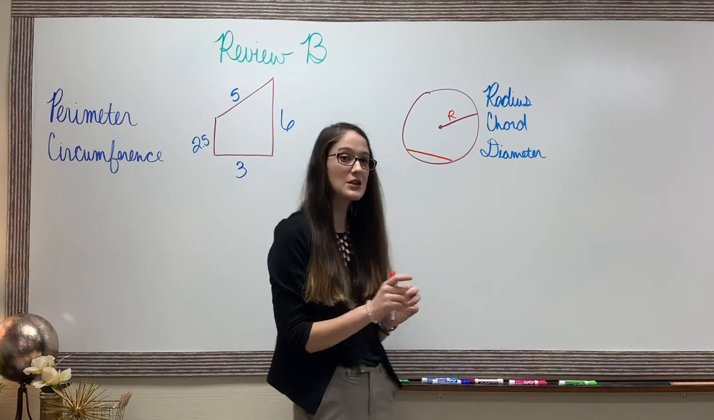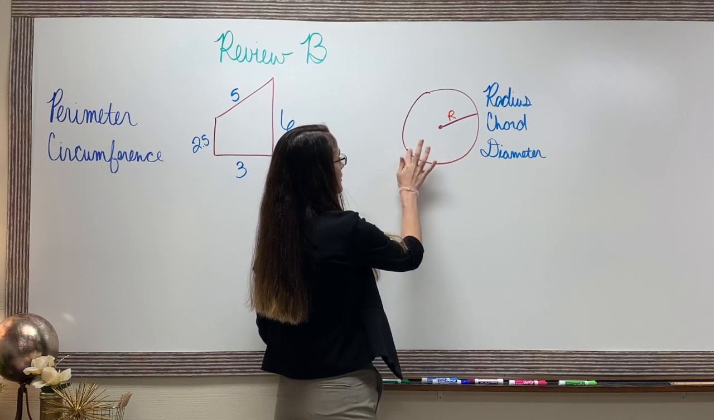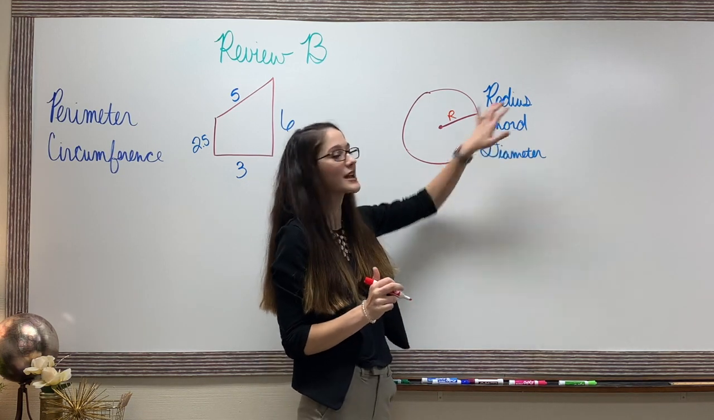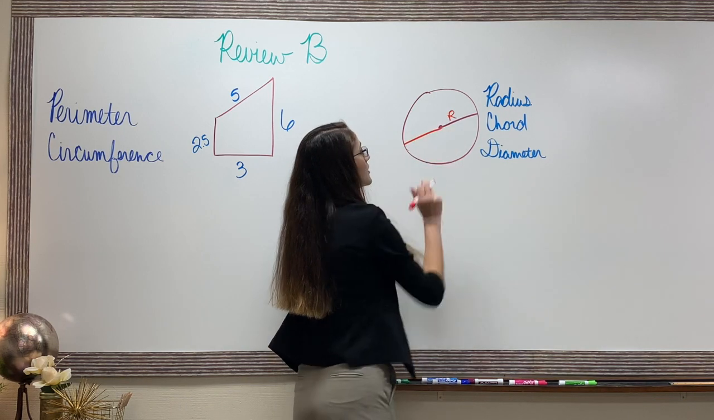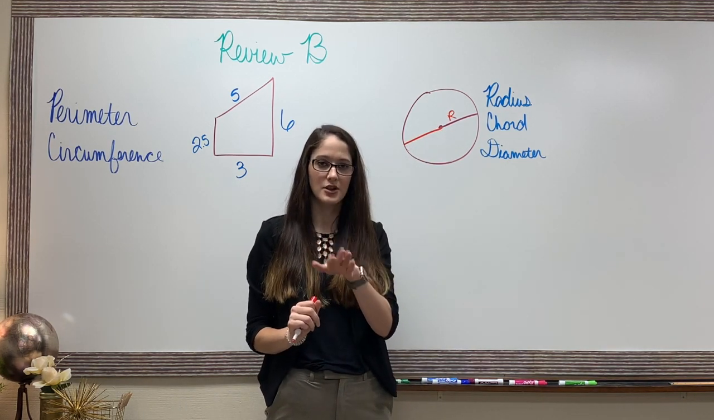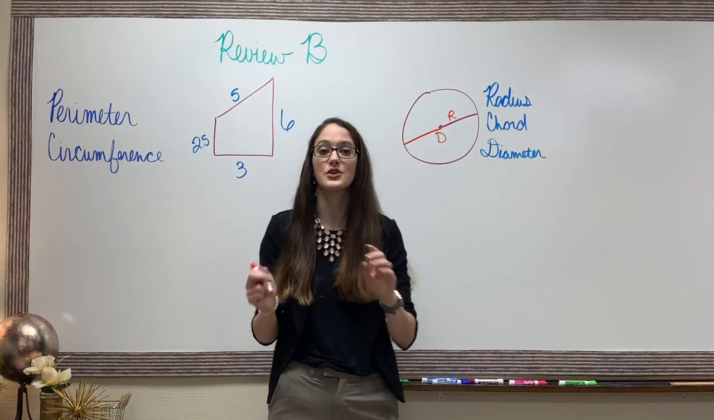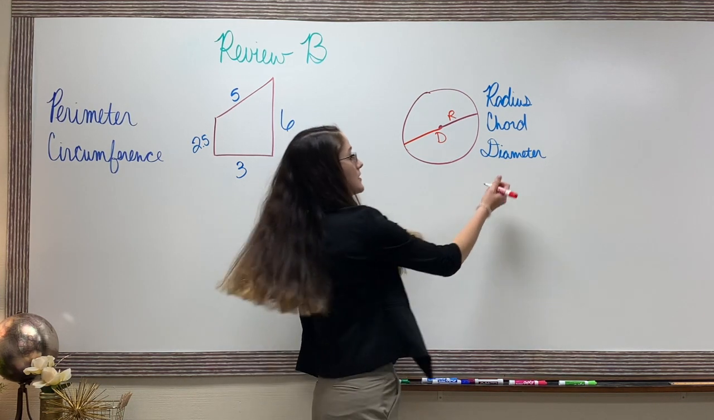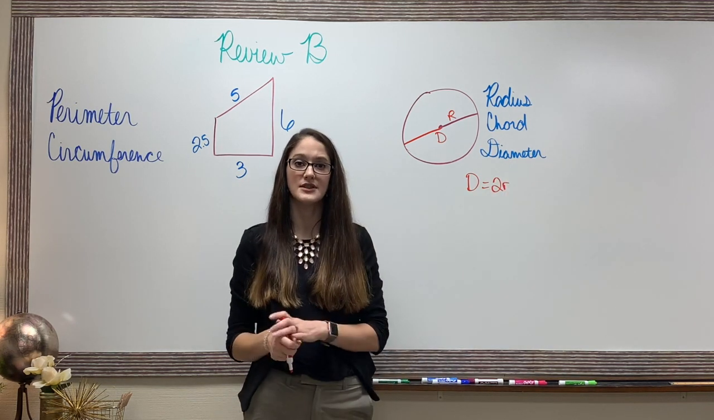A very specific chord is our diameter. And our diameter is very special because it is a chord and it is 2 radii. It is a straight line that runs through the center of the circle, creating a straight line through the center of the circle. So it's 2 radiuses, and that is often indicated with an uppercase D. And so that is the diameter. Diameter D equals 2r. Diameter will always equal 2 radius.